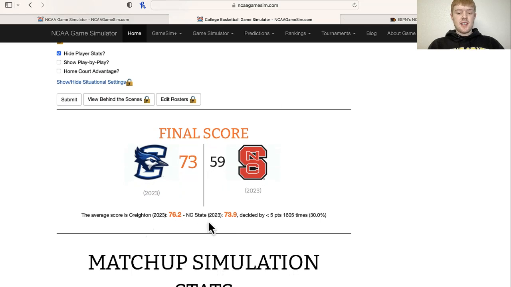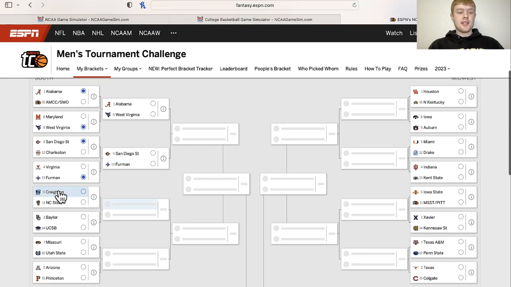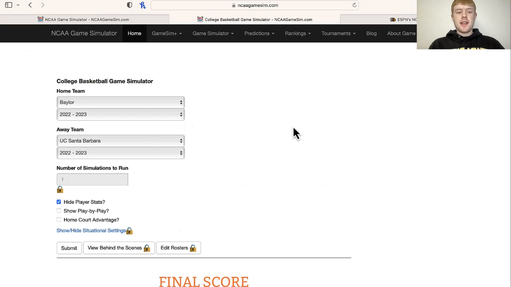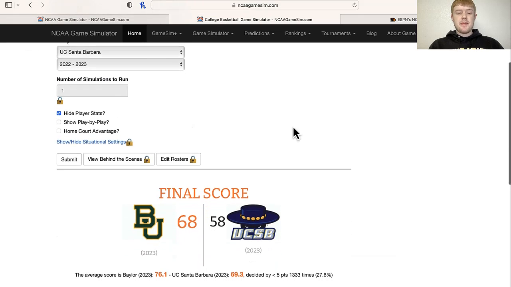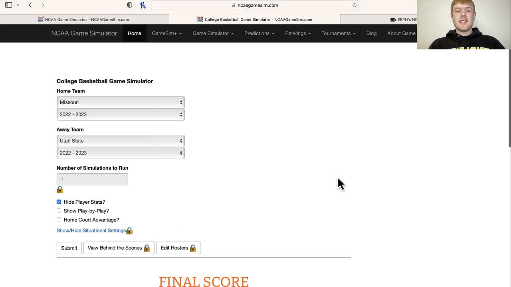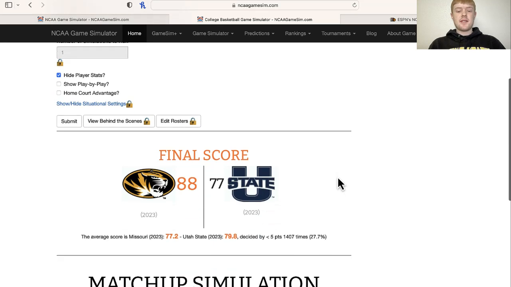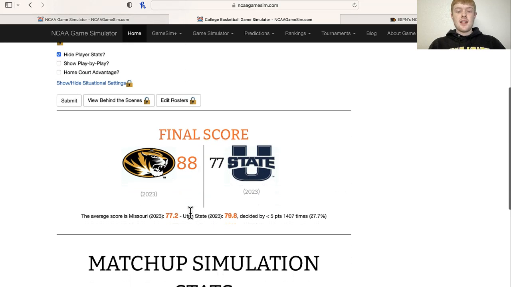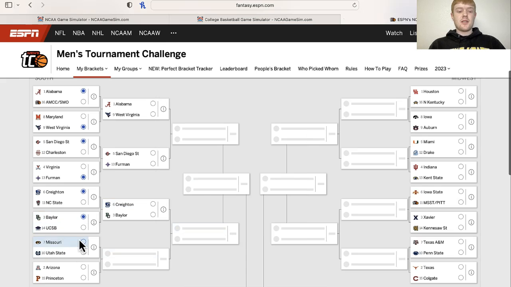although the total points average for the games was pretty close. Creighton wins this game handily. Alright, next up we got Baylor versus UC Santa Barbara, and Baylor's going to win this game by 10. Okay, next up we got the 7 versus 10 seed, Missouri versus Utah State, and Missouri wins this one, although Utah State did average more points totally.